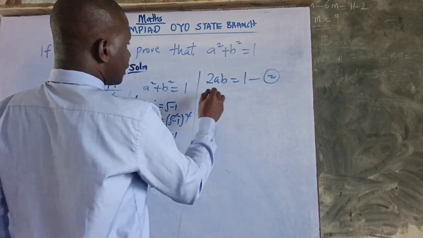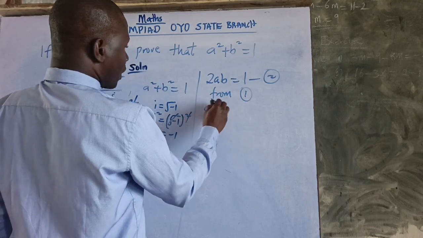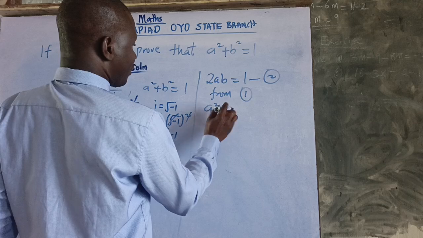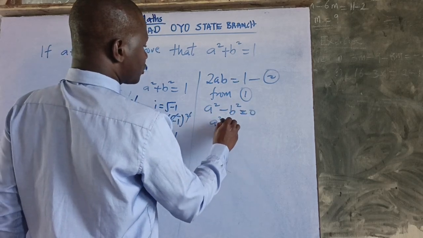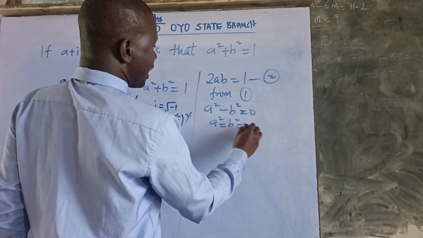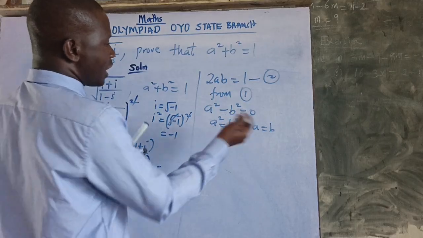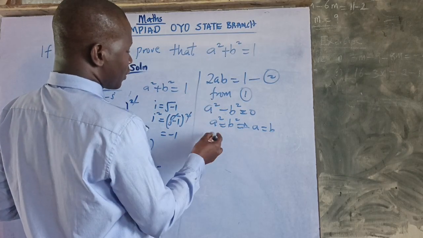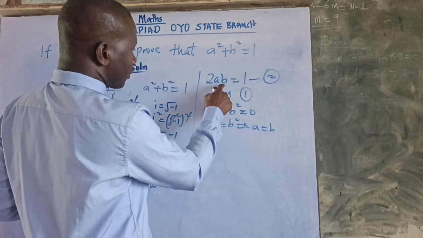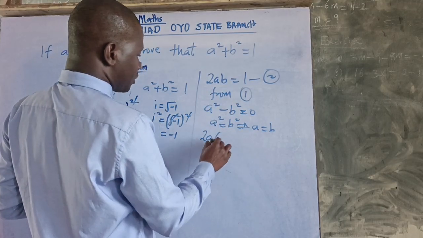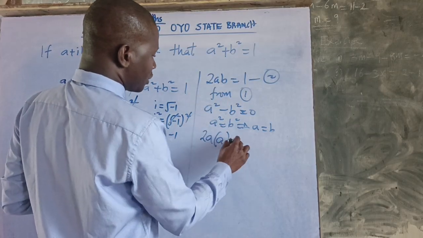From equation 1, a squared minus b squared equals 0, which implies that a squared equals b squared, which implies that a equals b when you take the square root on both sides. Coming to equation 2, if a equals b, we can substitute for a or b. Then we have 2a times b, and in place of b we use a there, equals 1.